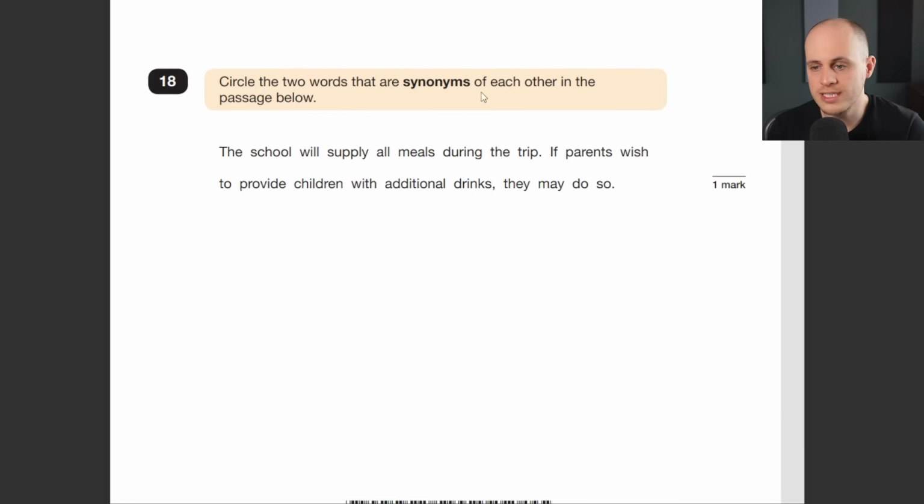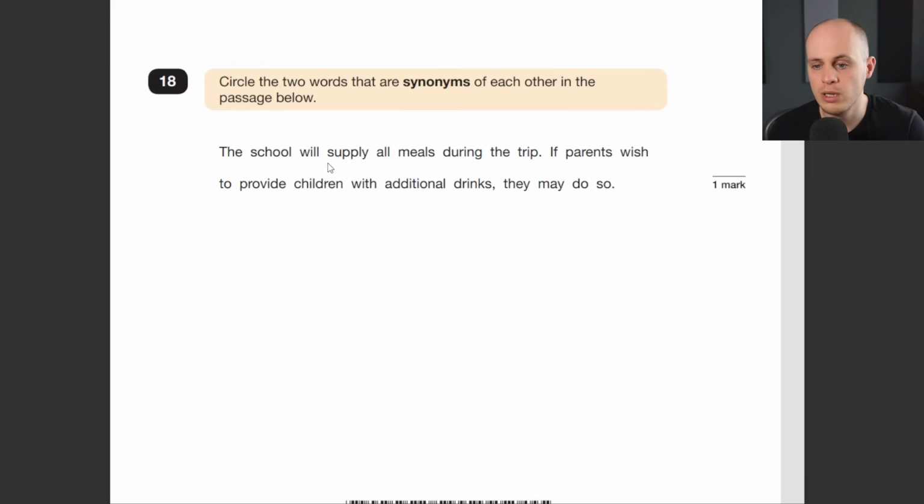Circle the two words that are synonyms of each other. So we said earlier, didn't we? Synonyms are words that mean the same. So we're looking for words that mean the same. Let's read it through. The school will supply all meals during the trip. If parents wish to provide children with additional drinks, they may do so. Something jumped out at me here because there was the same verb happening, but it was said differently.